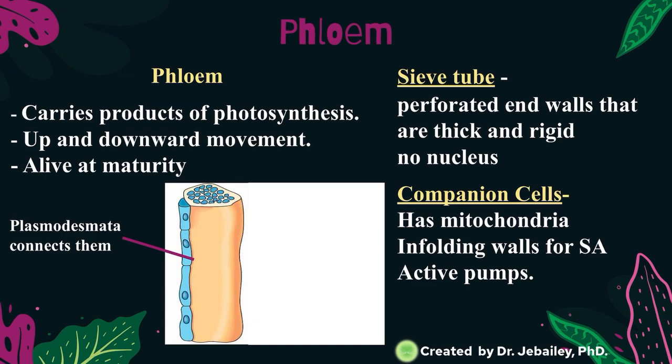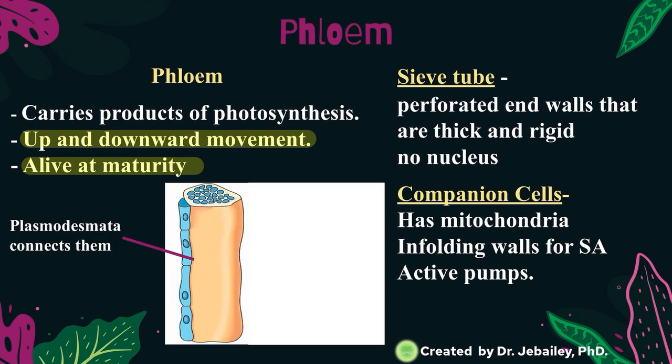Phloem is basically one of those vascular bundles that are putting nutrients up and down. So as you can see here, it usually carries the products of photosynthesis. You can have the leaf with all the sugars being produced. Now, the movement here is always up and down, and it's alive during maturity, unlike the xylem. If you remember, the xylem is actually dead when it's mature.